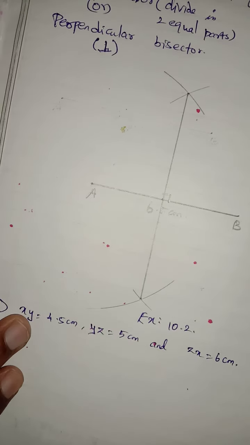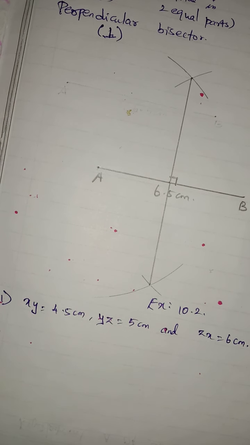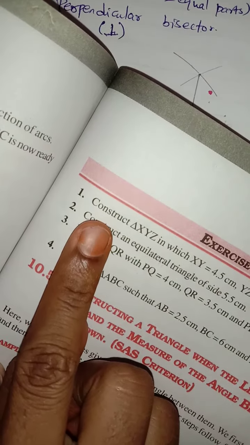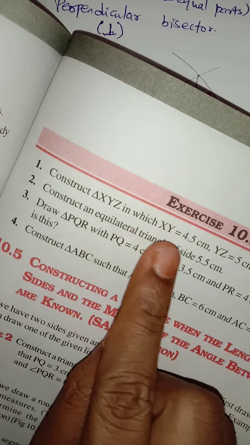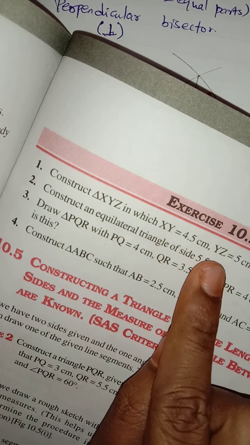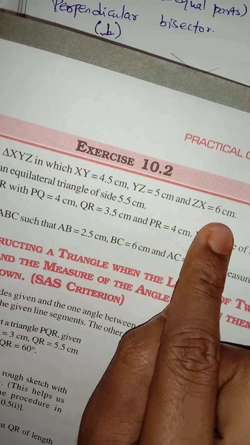Welcome, 7th standard. Now we are going to see exercise 10.2, question number 1. Construct triangle XYZ in which XY is equal to 4.5 centimeter, YZ is equal to 5 centimeter and ZX is equal to 6 centimeter.